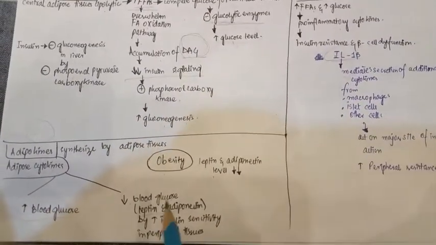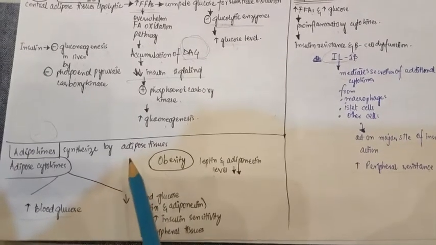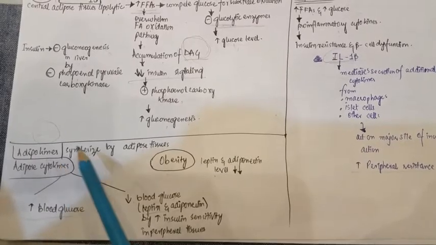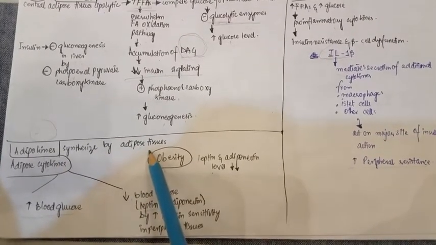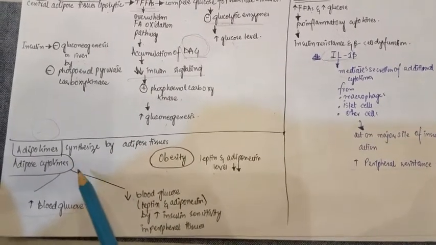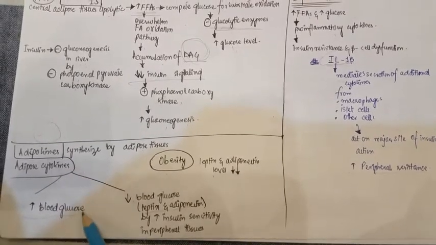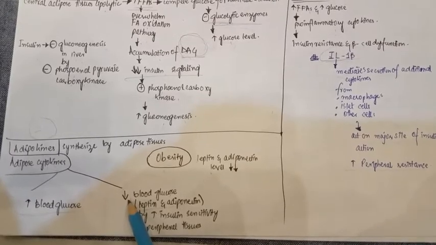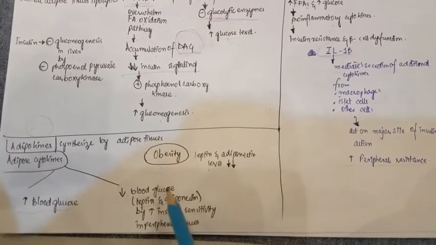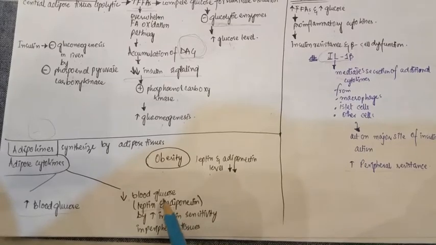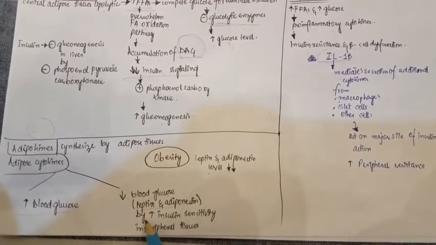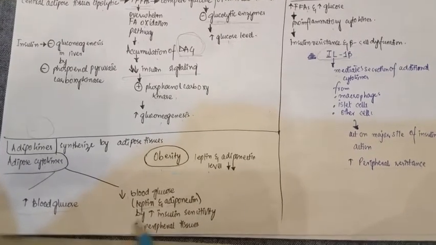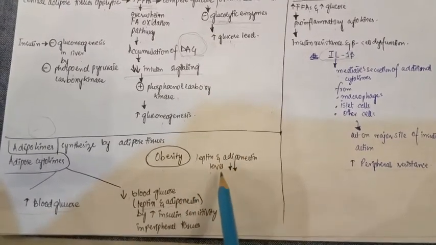How do adipokines play an important role in the development of type 2 diabetes mellitus? Adipokines means adipose cytokines. These are synthesized by the adipose tissues. There are two types of adipose cytokines: number one, which increases the blood glucose levels, and number two, which decreases the blood glucose level. Leptin and adiponectin: how do leptin and adiponectin decrease the blood glucose level? They decrease the blood glucose level by increasing insulin sensitivity in the peripheral tissues. In obesity, the leptin and adiponectin levels decrease.